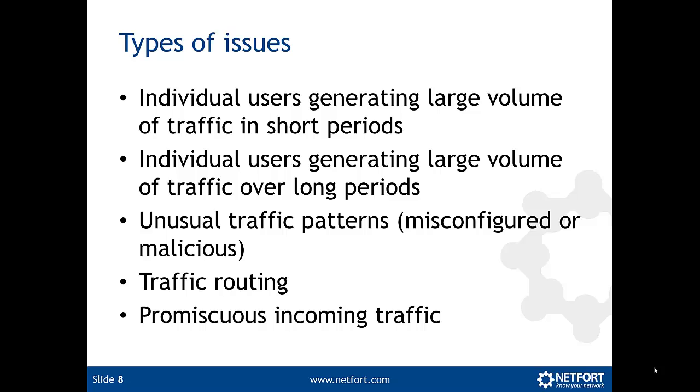So when it came to some of the issues that the guys in BBSRC investigated with LAN Guardian, it included things like individual users generating large volumes of traffic in short periods, or even over longer periods, unusual traffic patterns, maybe strange problems with traffic routing, traffic appearing in different networks that should not appear, and also promiscuous incoming traffic, so suspicious traffic that might be coming inbound through the firewalls. So let's take a look at some of these examples using LAN Guardian.